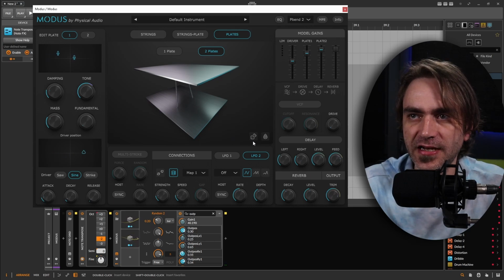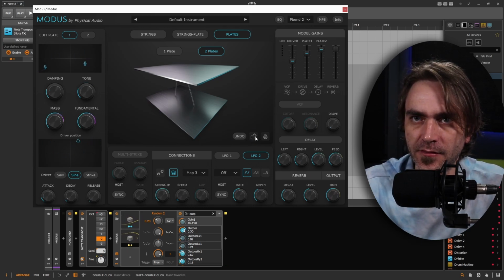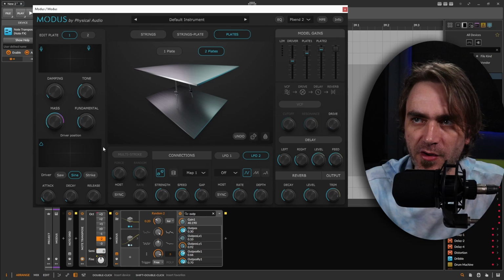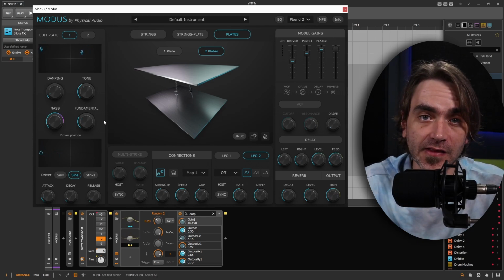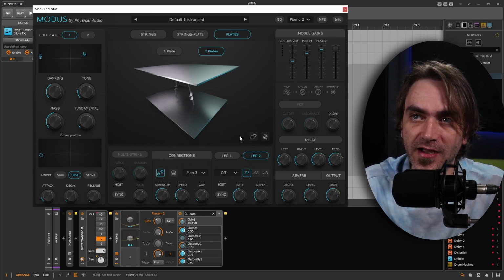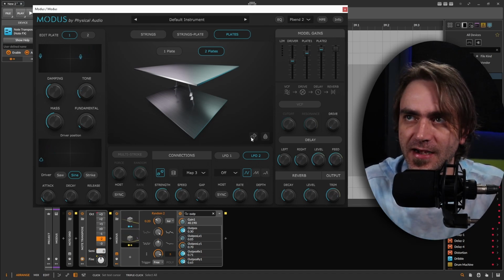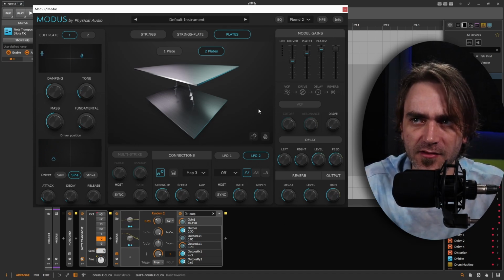We've also got a pretty neat randomize system over here. So that basically just randomizes most of the parameters on the synthesis side of things over here, which is pretty cool. You can actually jump back to the previous random, like an undo, but there isn't undo for any of the other parameters, I don't think.